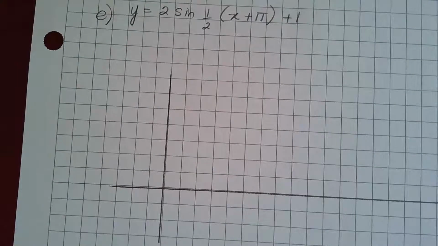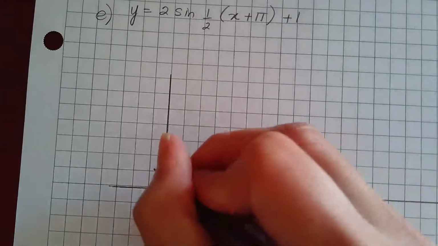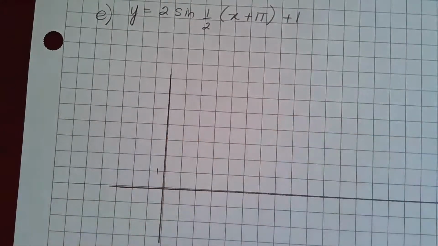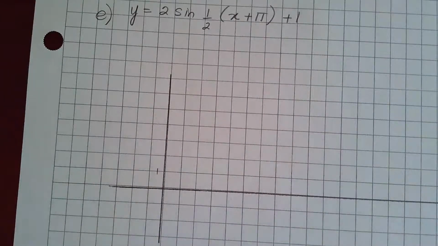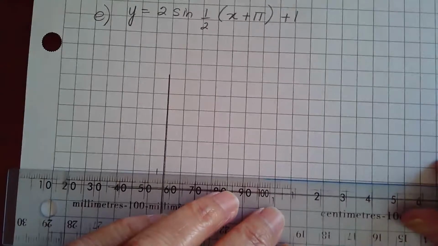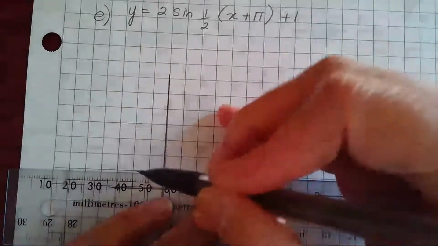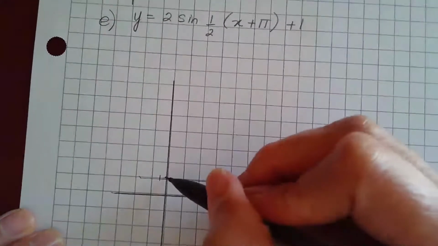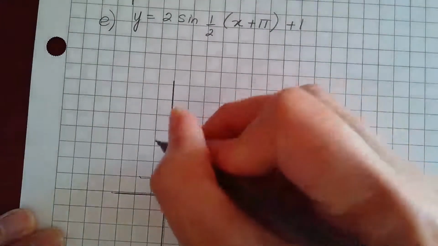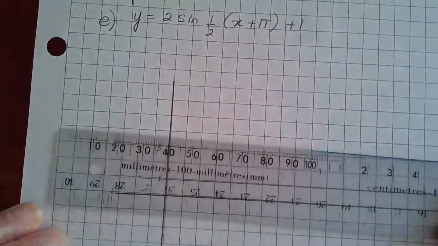Okay, so my median starts at 1. My median starts at 1 right there, and my amplitude is 2. So the median is 1. That's where my median line is going to be. My amplitude is 2, so I need to go up 2 units. So that brings me to 3.